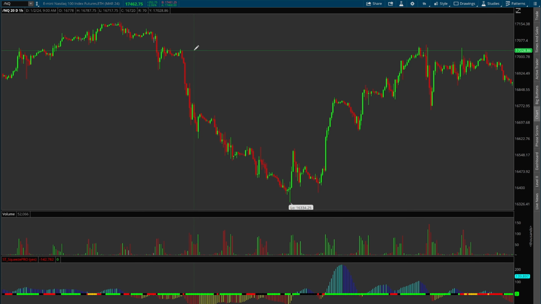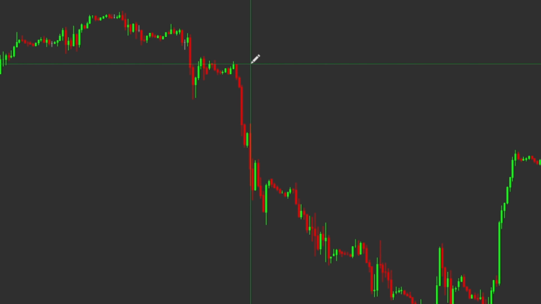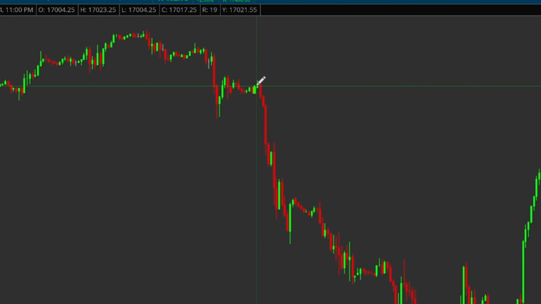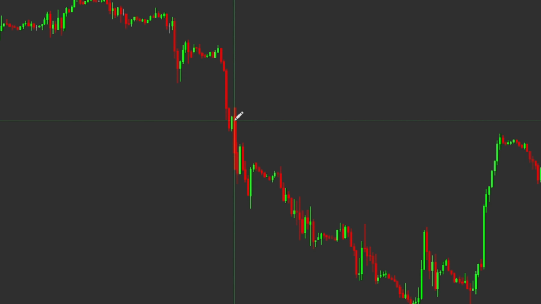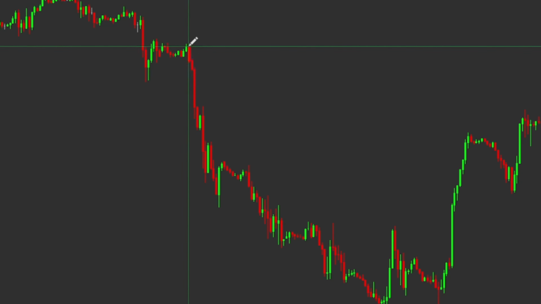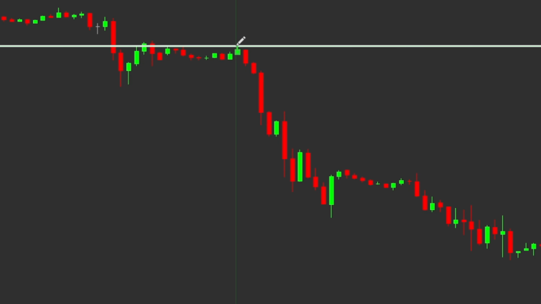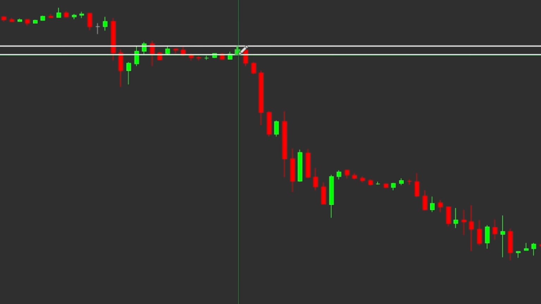Now, when looking for supply, we want to look for a small green basing candle before a large aggressive move to the downside. So looking at NQ right here, we have this small green candle before a strong sell-off down. And we have another one right here before a strong aggressive move down. So both of these would be considered a supply zone. When drawing these zones, you want to mark the high of that green candle and you want to mark the open of that green candle. That is going to be your supply zone.